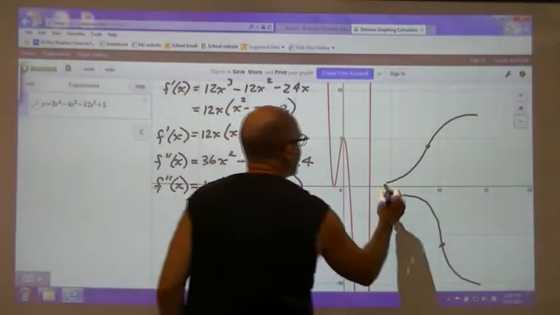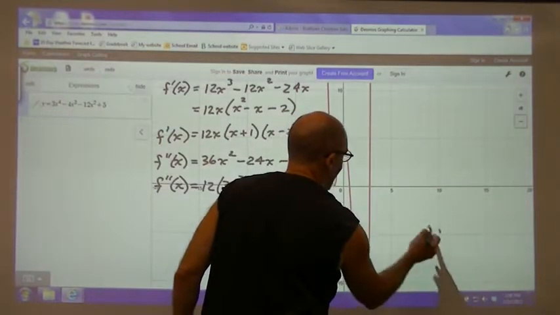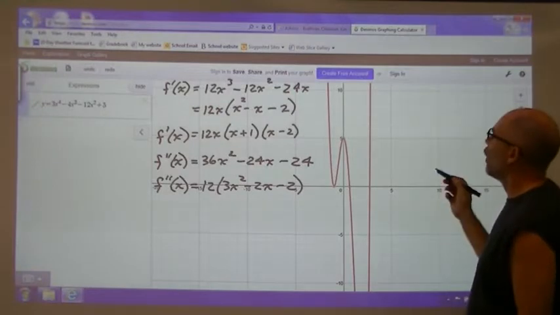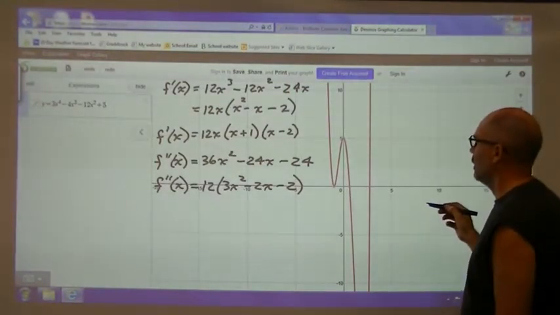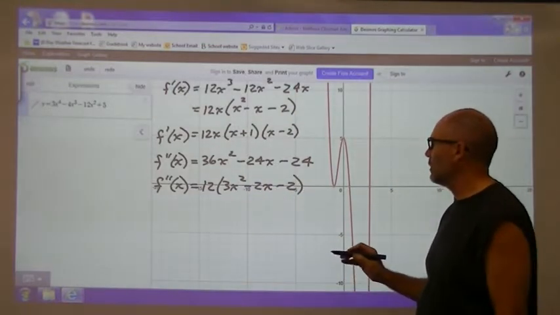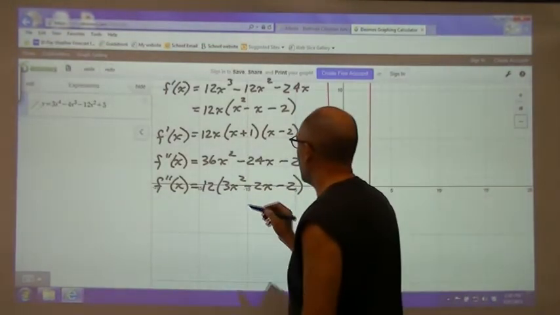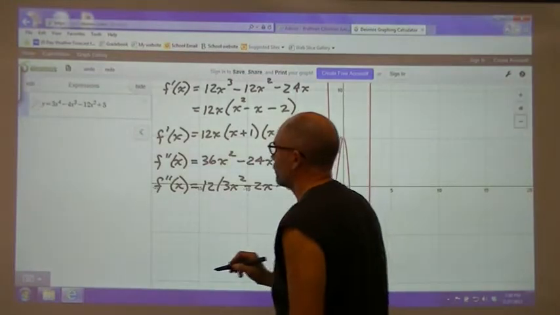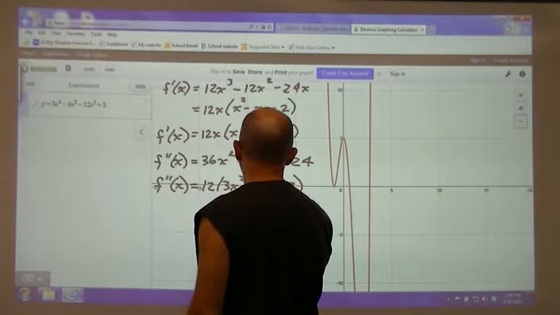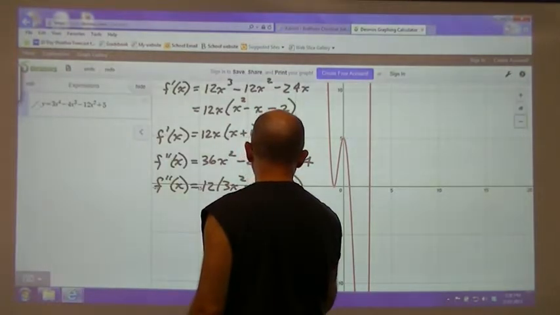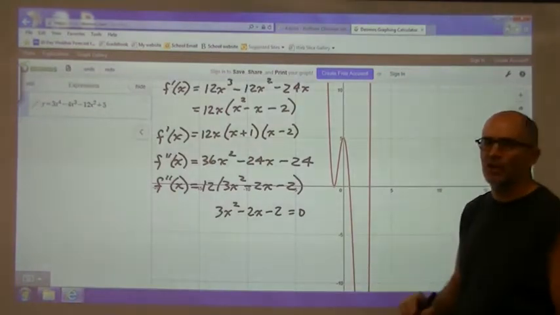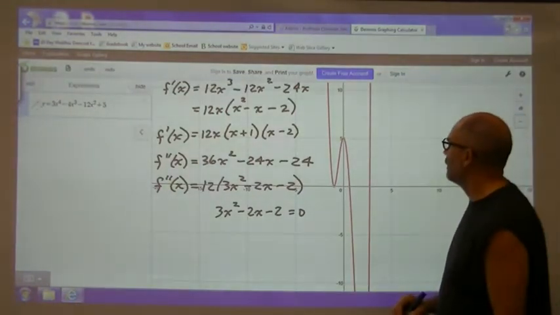Now, let's go to this function and say, okay, where are my points of inflection here? Well, the points of inflection are going to be where f double prime equals 0. So that's where 3x squared minus 2x minus 2 equals 0. Those x values will be the locations of the points of inflection.